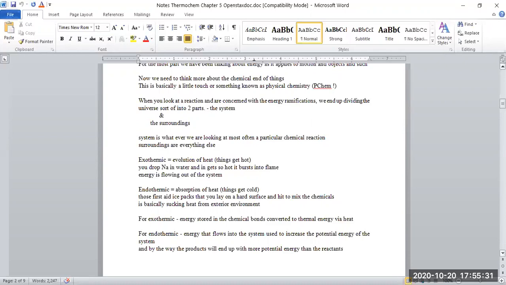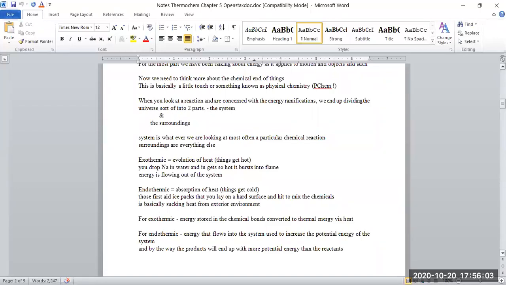Reverse. Endothermic is absorption of heat. Now, granted, as human beings, we don't tend to logic our way through it exactly like this. We tend to think of it as, oh, something got cold. No, that's actually technically not correct. What's really happening from a thermochemistry point of view is the heat is going into the system.